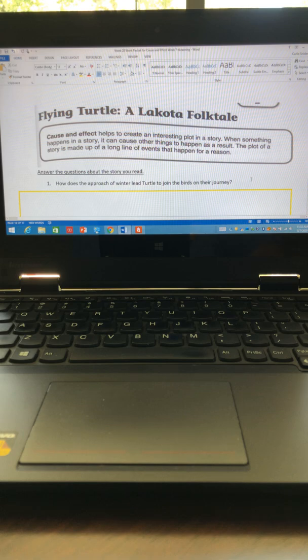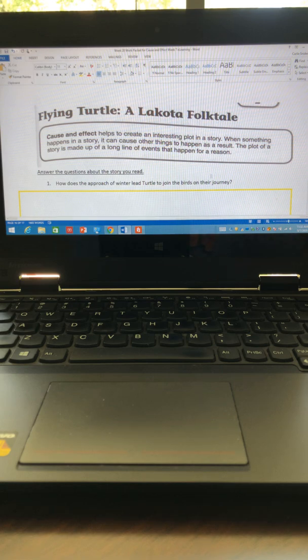Flying Turtle, a Lakota folktale. Cause and effect helps to create an interesting plot in a story. When something happens in a story, it can cause other things to happen as well. The plot of a story is made up of a long line of events that happen for a reason.